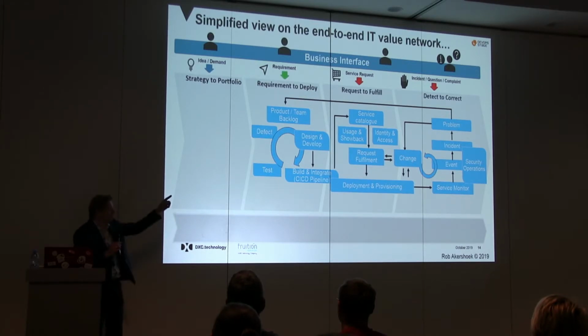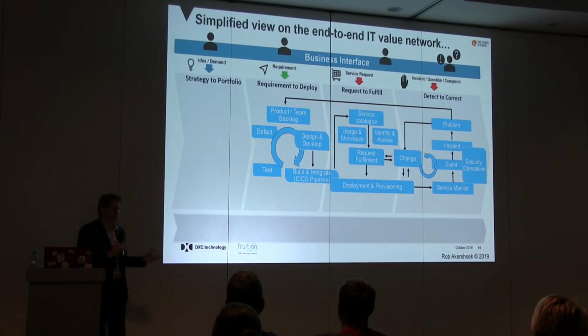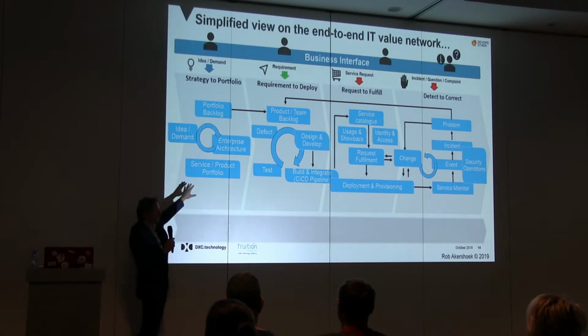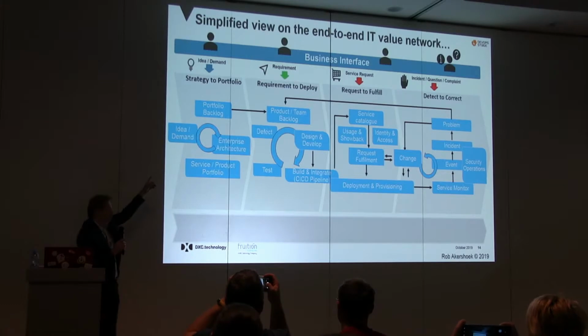We have usage and showback. Once you deploy something, you want to monitor the usage, turn things on and off when they're not needed anymore. So there's a lot of automation here that we typically forget in the DevOps scenario. And then strategy portfolio, as I mentioned, is about managing the portfolio of services, the architecture, the portfolio backlog.